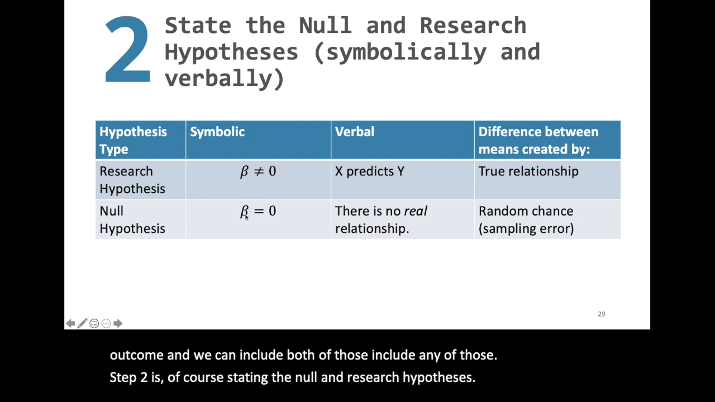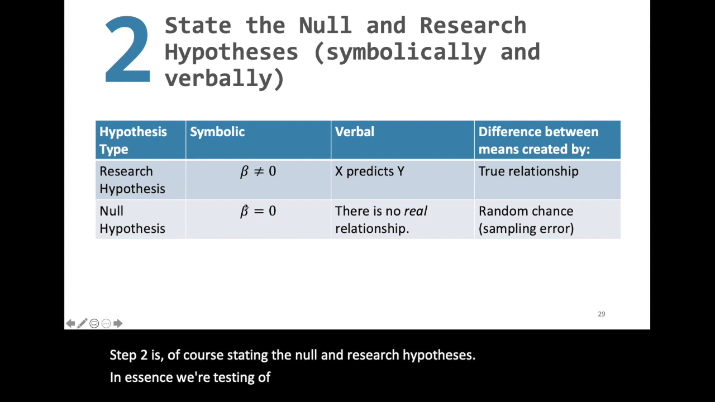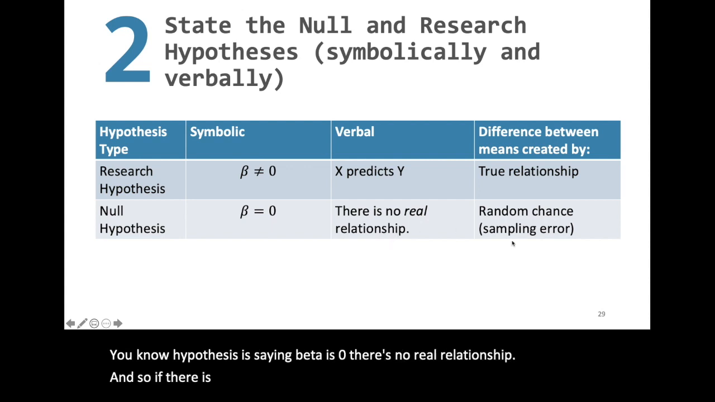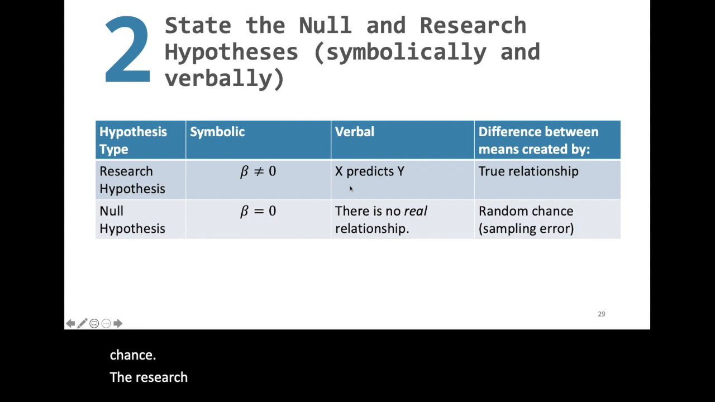In essence, we're testing if the beta, the slope, is 0 or not. The null hypothesis is saying beta is 0. There's no real relationship. And so if there is any, if beta is not exactly equal to 0, it's just because of random chance. The research hypothesis says X does predict Y. There is a relationship.